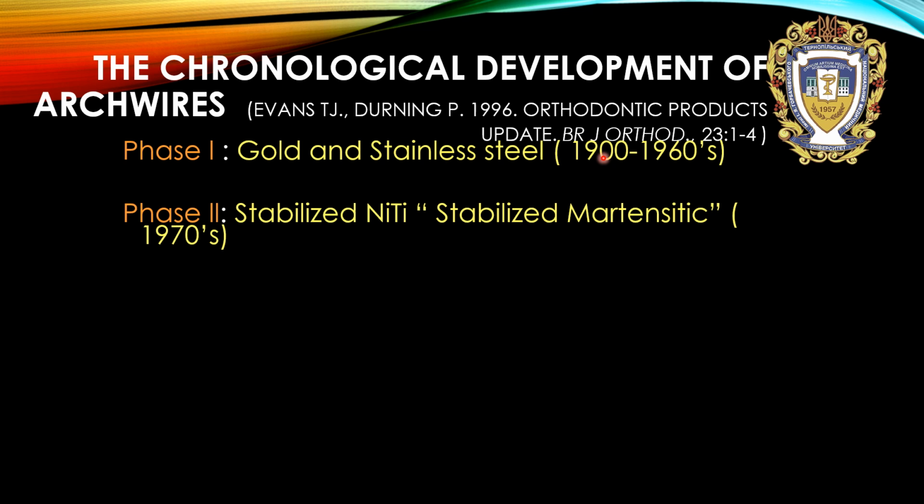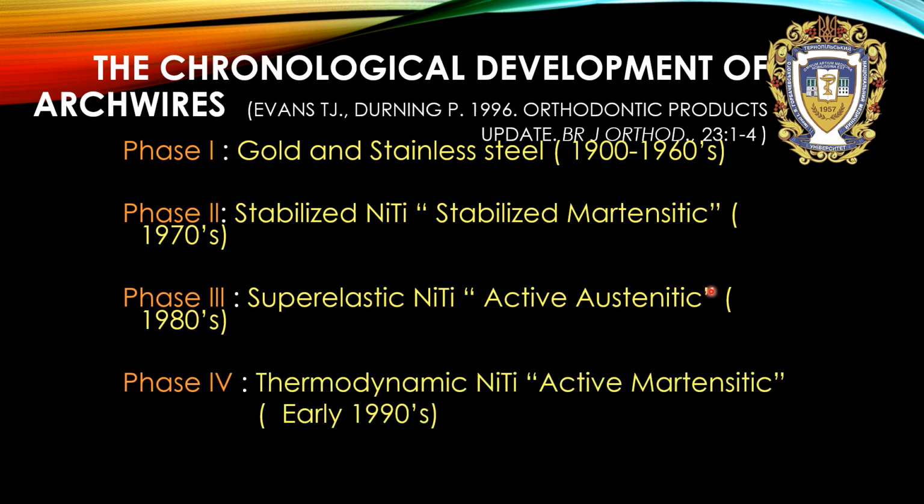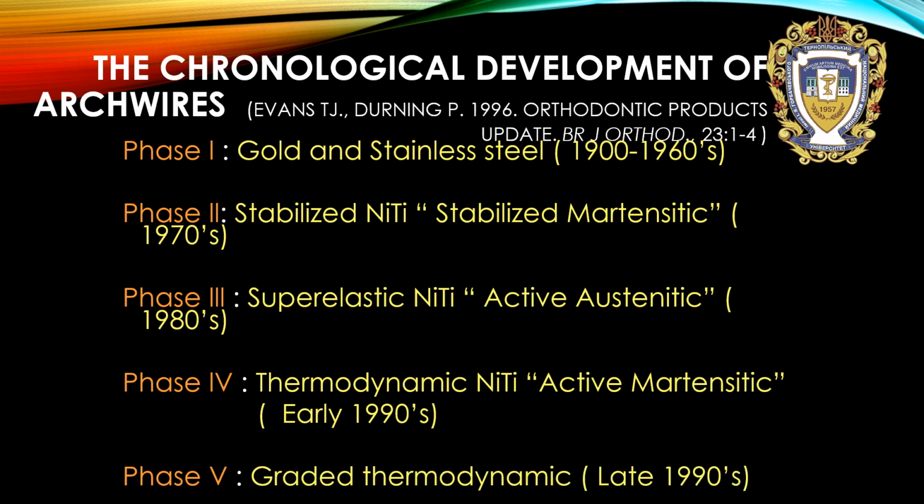Next phase: stabilized nickel titanium archwires, called stabilized martensitic, in the 70s of the last century. Third phase: superelastic nickel titanium archwires, called active austenitic, in the 1970s. Fourth phase: thermodynamic nickel titanium, active martensitic. And now, the great thermodynamic.